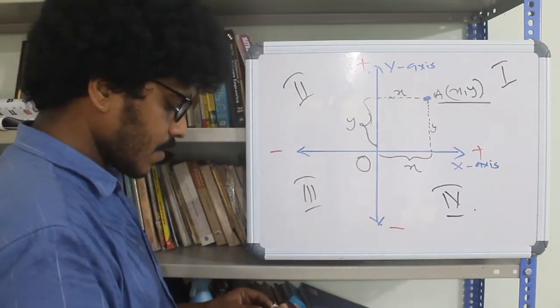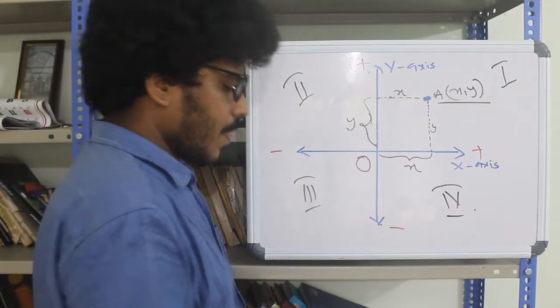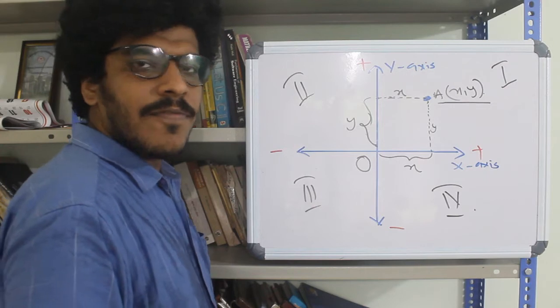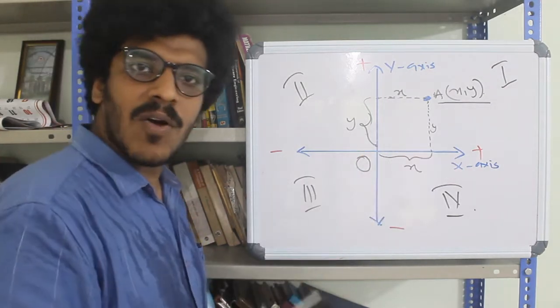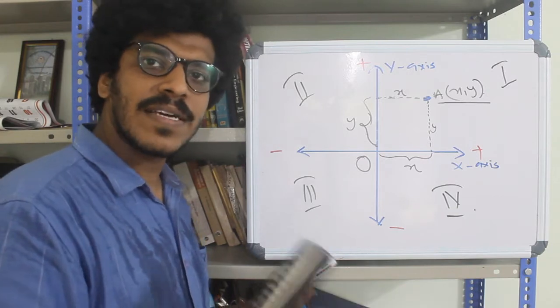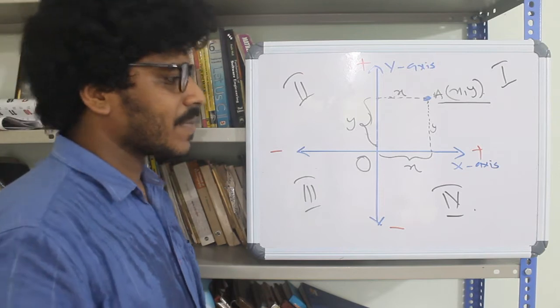Now, see, what could be the signs of x and y on these quadrants? Are they always positive everywhere, or are they always negative everywhere? We have thought about a unique representation.